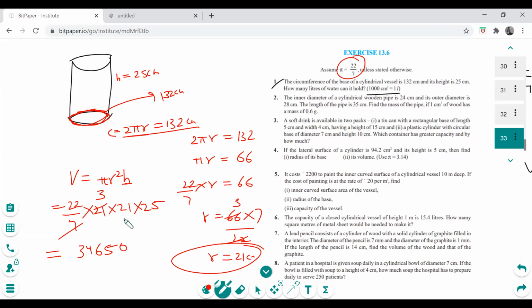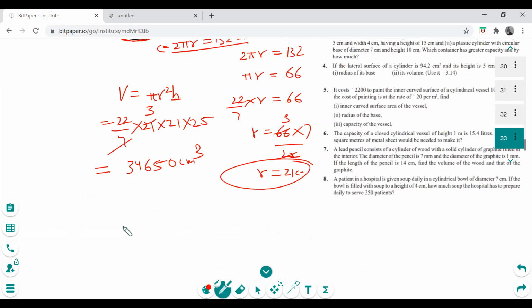We need it in centimeter cube, not in liters. 34650. Good. Now I'm getting sure that this may be the answer. How about others? See, you need to do the calculation part by using a pen and register right now only, because later on you won't be able to. So it's centimeter cube. Now how about we convert it into liters?